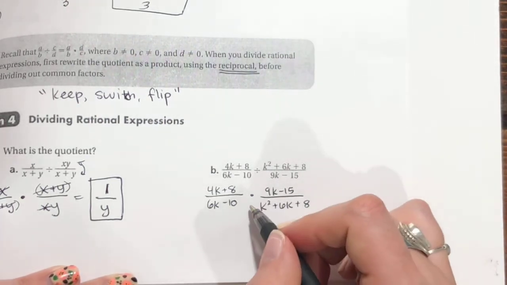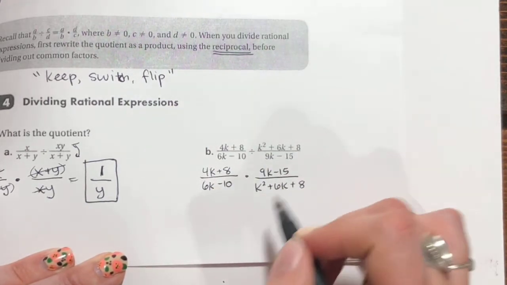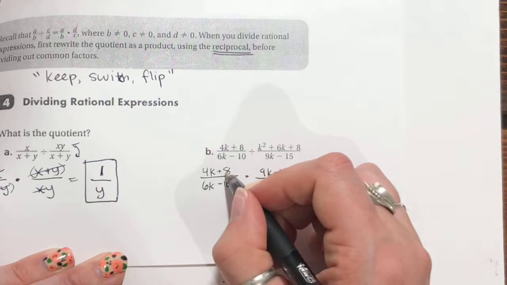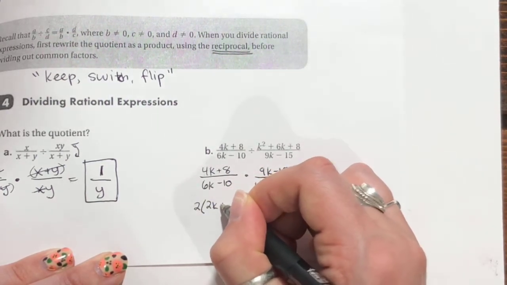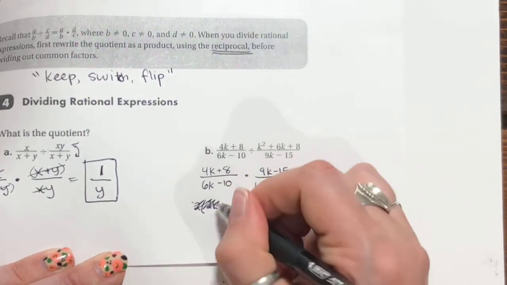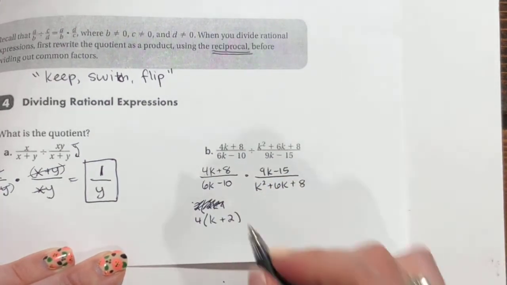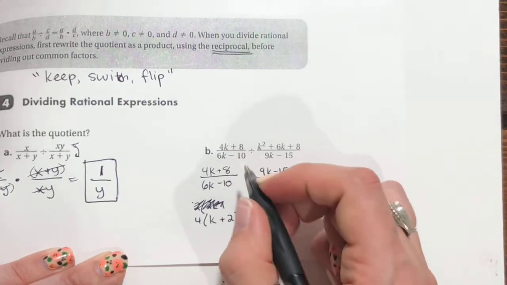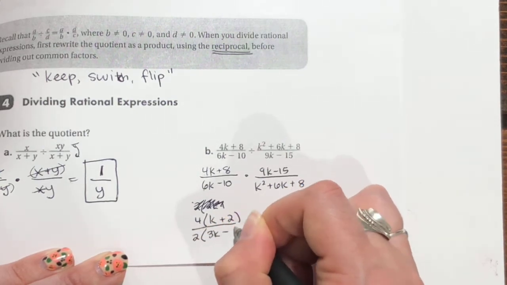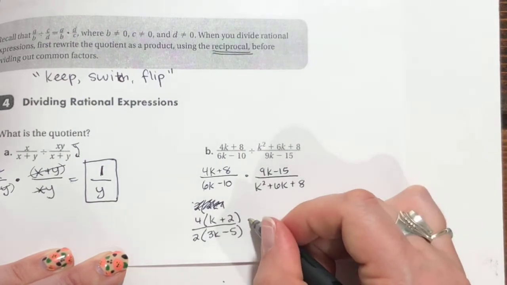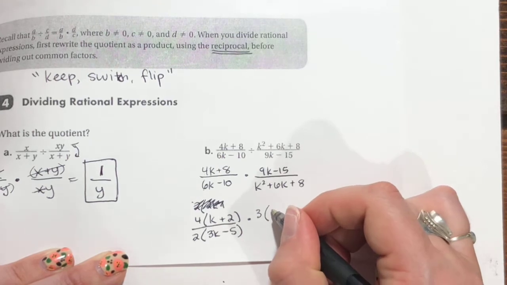Now we've just changed it to a multiply problem, and we do the same thing where we reduce and factor each of the parts and see what can cancel. So for 4k plus 8, we can take a 2 out. Sorry, not a 2. Let's take a 4 out. Let's see if I can even think today. So we're left with k plus 2. That's better. And then on the bottom, 6k minus 10, we can take a 2 out, which leaves us with 3k minus 5.